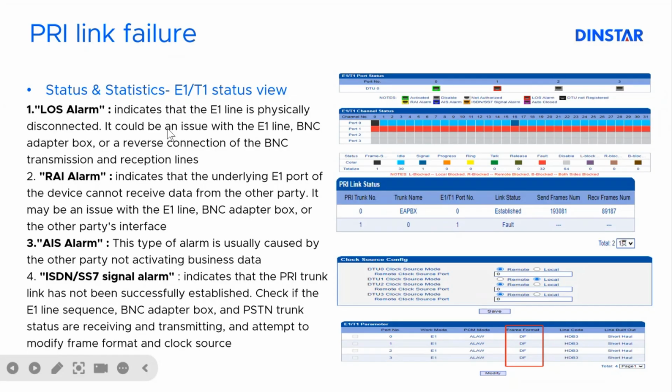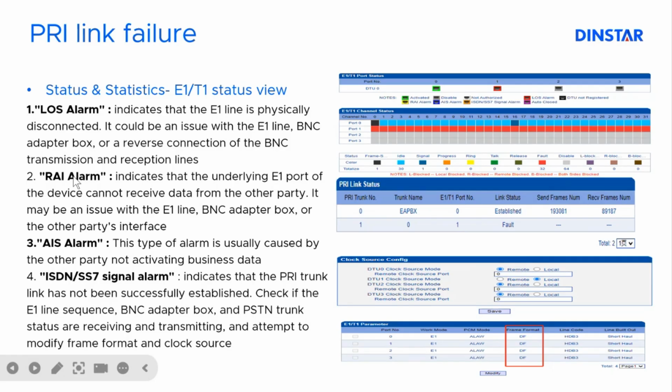It's just like we mentioned in the last training. We have many alarms, the LS alarm, which shows red. For this, we need to check the E1 line physically, and it may be an issue with the E1 line or the BNC adapter box. So the LS alarm, or the red alarm, is actually caused by a physical disconnection.